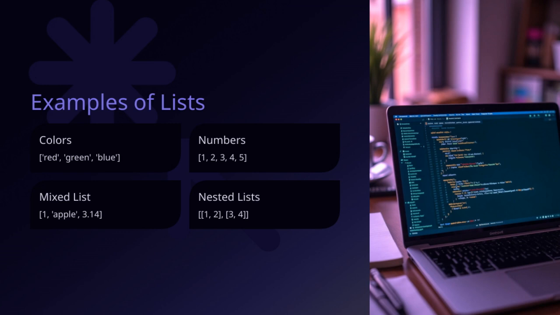Next, we see a mixed list, 1, Apple, 3.14, which includes different data types. This highlights the flexibility of lists. They can hold various kinds of data, making them versatile for many applications.